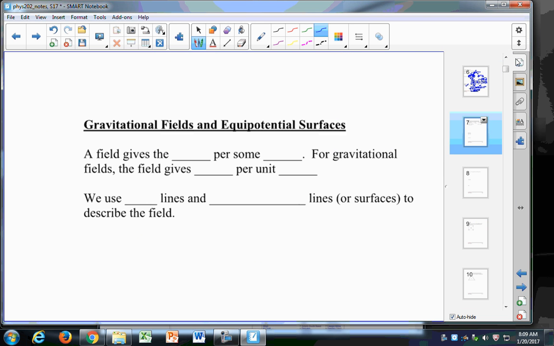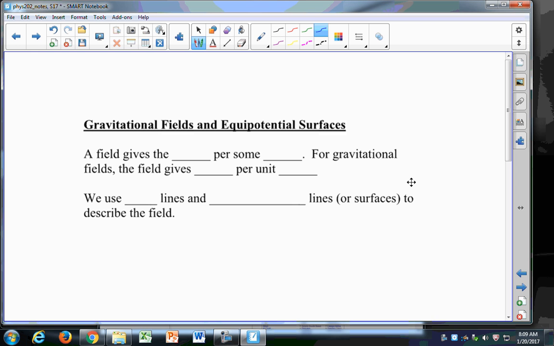Okay, so gravitational fields and equal potential surfaces. Listen, you've probably never dealt with fields. We're going to deal with fields quite a bit in this chapter and the next chapter. We're going to see fields both with gravity and with electric fields. If you've already had the lab, then you've already got some introduction to fields. But fields can sometimes be difficult for students to understand. But I just want to encourage you that fields are actually not that complicated.